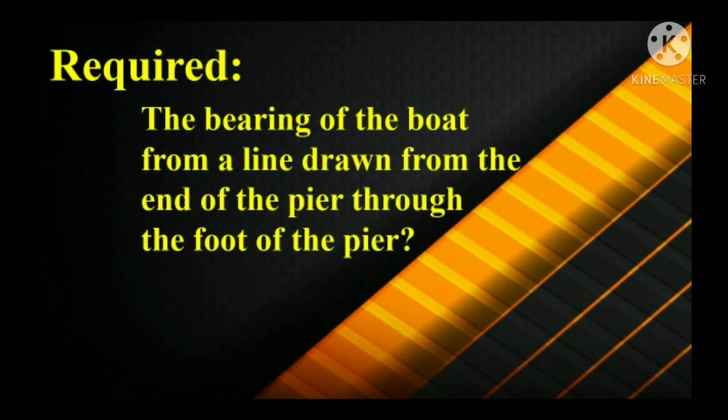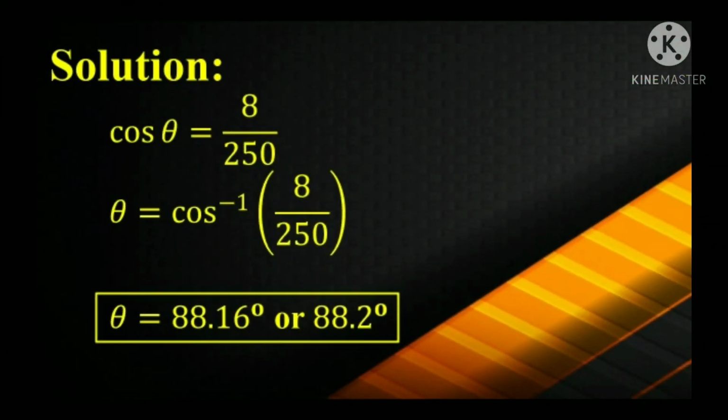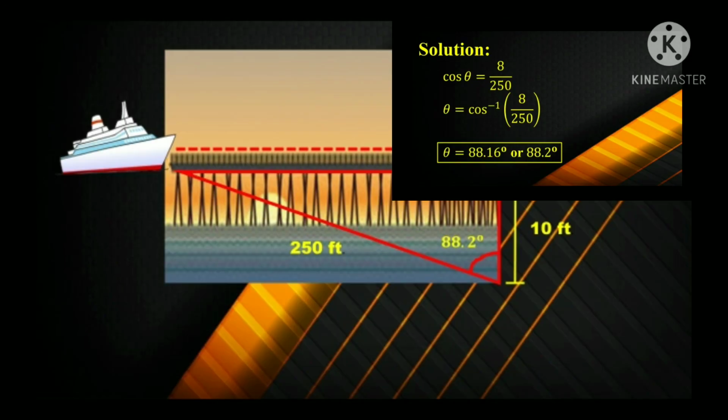Required: the bearing of the boat from a line drawn from the end of the pier to the foot of the pier. Cosine is equal to adjacent over hypotenuse. So our given is cosine theta equals 8 over 250. If we want to find the angle, we use the inverse function, so theta is equal to cosine inverse of 8 over 250. Theta is equal to 88.16 degrees, or 88.2.